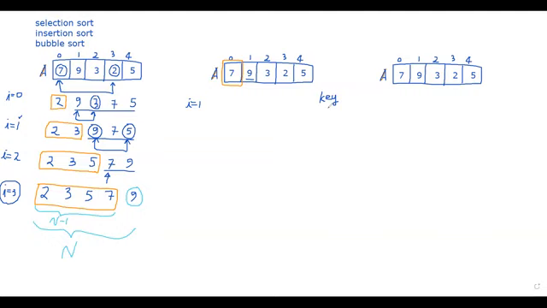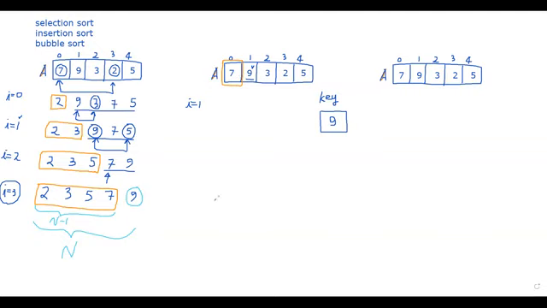In the selection sort, there is no extra space. We only use the array itself. So this is the key variable. When i is 1, put the value at index 1, which is 9, in key. So key has 9, and compare 9 with 7.